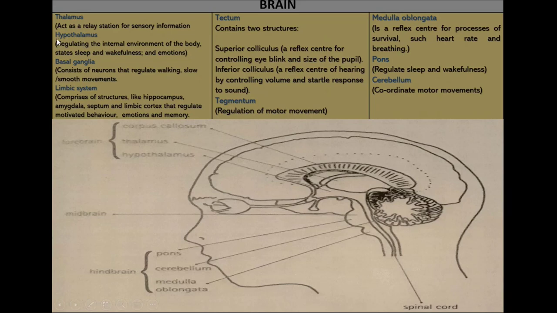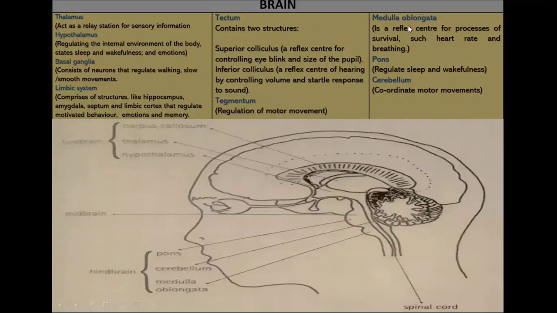Same applies to the hypothalamus. They say the hypothalamus regulates the internal environment of the body, e.g., they say emotions. Same applies to the limbic system. You see, it determines emotions. Similar. Check those similarities.